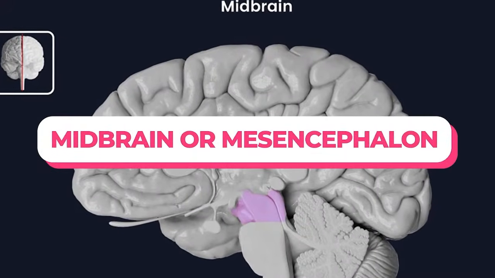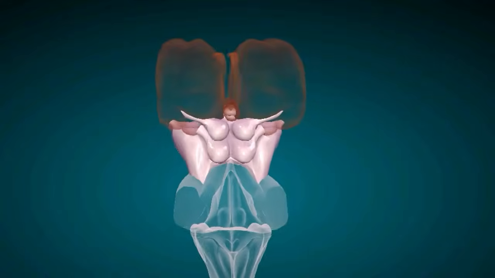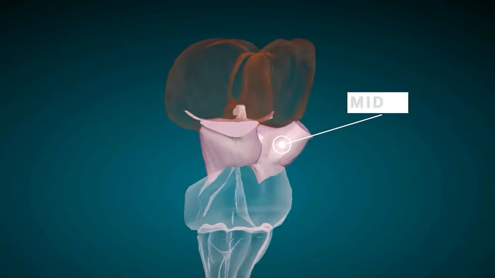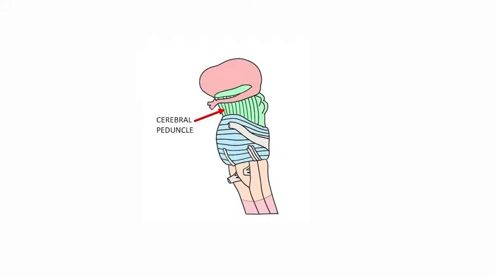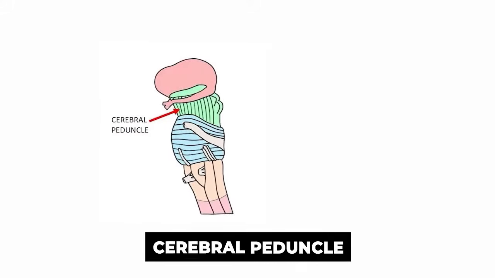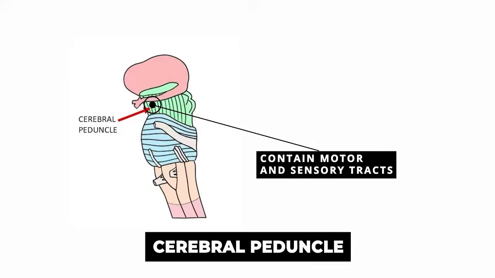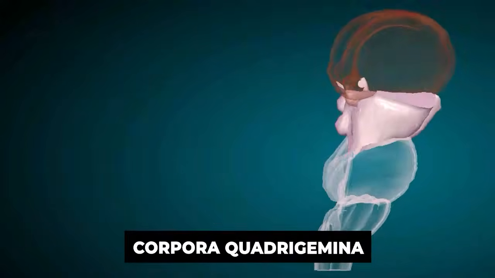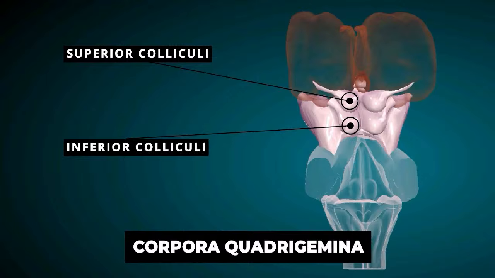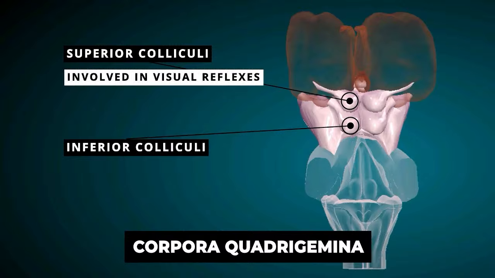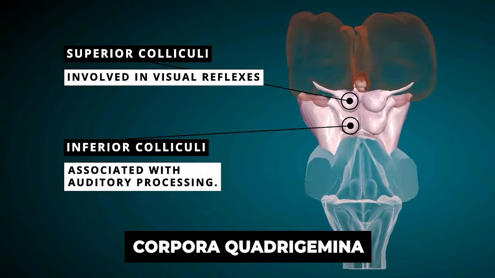Midbrain or mesencephalon. The most superior portion of the brainstem, the midbrain, is located beneath the thalamus and above the pons. Prominent structures include the cerebral peduncles, which contain motor and sensory tracts, and the corpora quadrigemina, composed of the superior and inferior colliculi. The superior colliculi are involved in visual reflexes, while the inferior colliculi are associated with auditory processing.